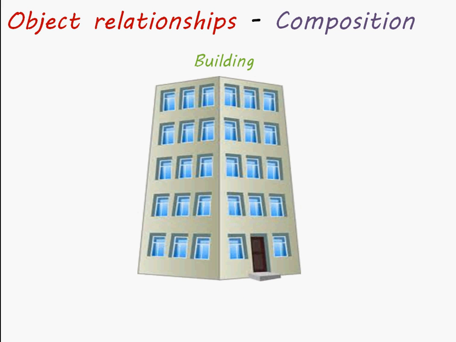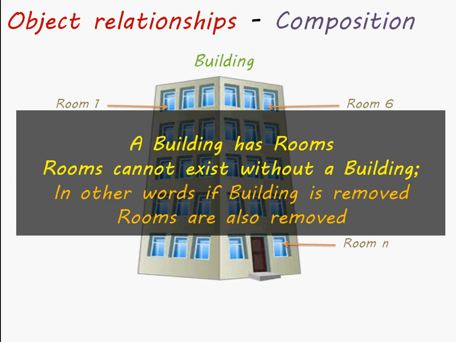Composition. Like I said, composition is also a has relationship, but it is much stronger. In this example, a building has multiple rooms. So we can say a building has rooms, but rooms cannot exist without building. In other words, if building is removed, rooms are also removed.